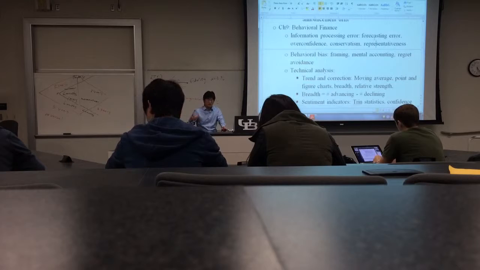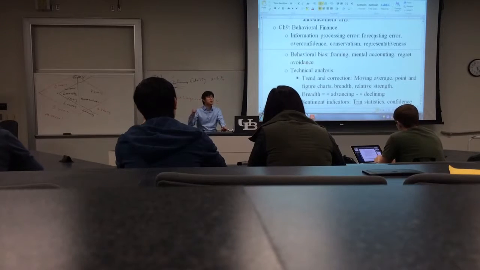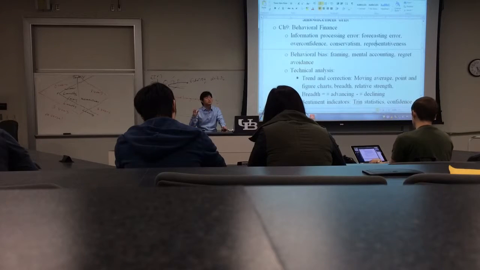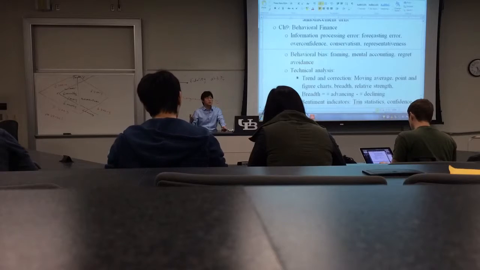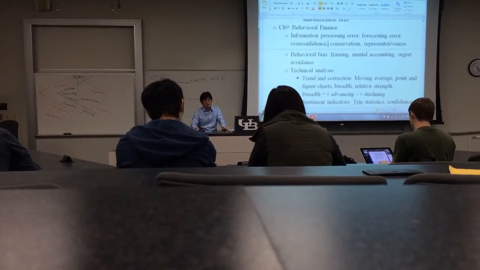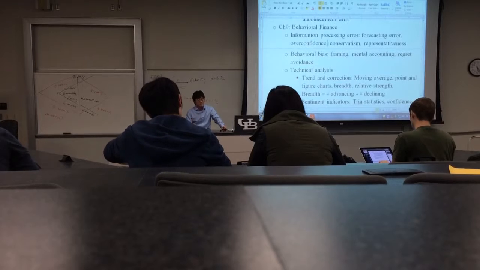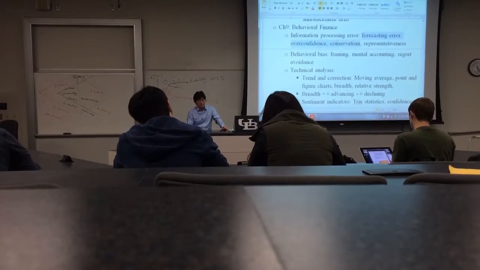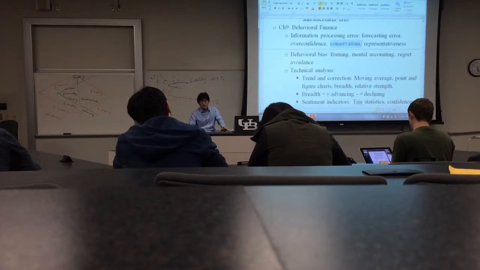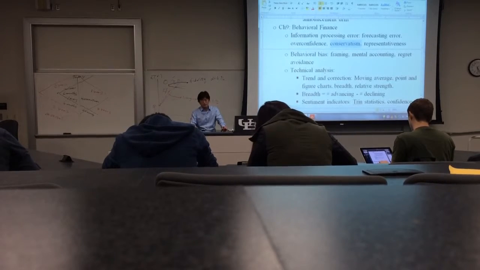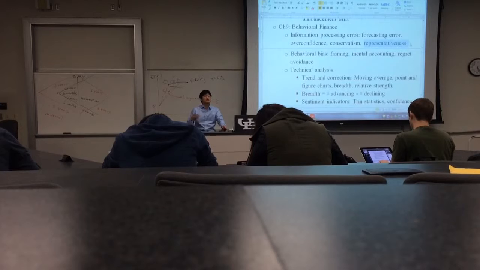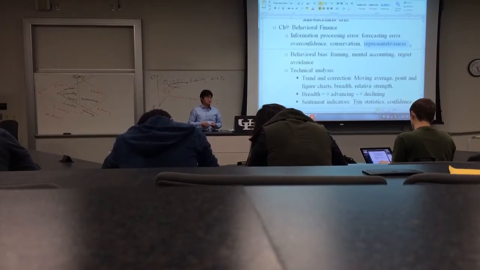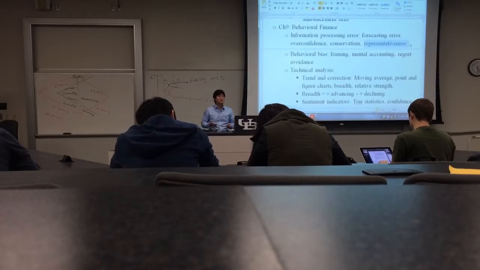When we investors update their belief according to their prior belief and recent experience, forecasting error says that investors put too much weight on recent experience, and overconfidence says that investors put too much weight on prior belief. So those are the errors that investors tend to make. And conservatism says that investors tend to update their belief too slowly. And representativeness says that investors tend to make conclusions based on small sample. They assume that small sample is representative of population.